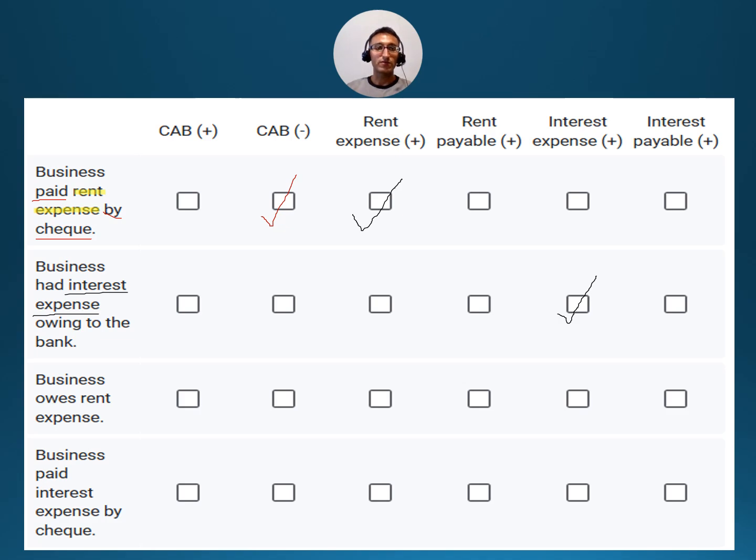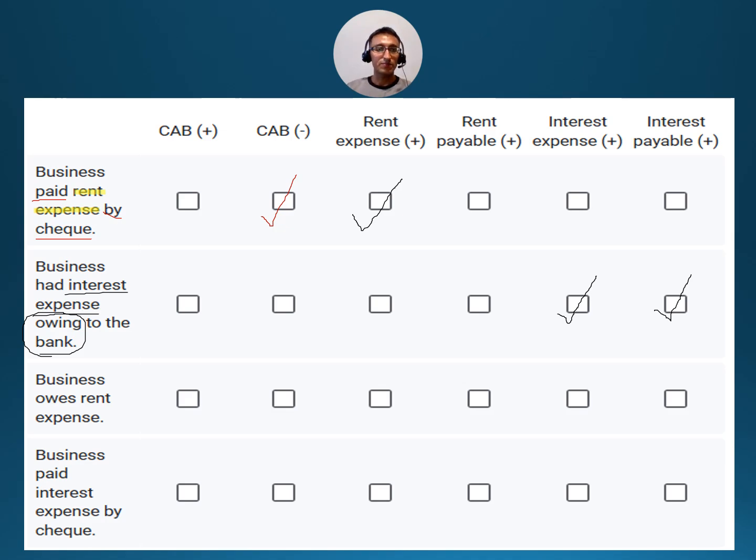However, the business is not paying any amount of money yet to the bank. This is an owing. By now you would be familiar that when there is an owing, we would record it in a payable account. This payable account is related to interest, therefore interest payable also increases. We do not use the trade payable account because this cost or this service is not related to goods. Therefore, we would record it in the interest payable account instead.